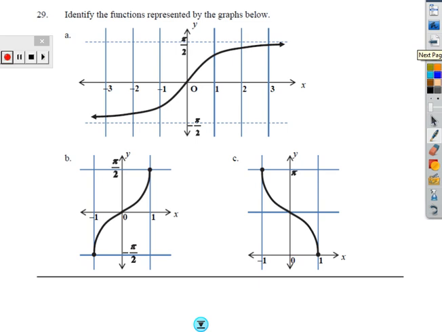Now moving right along, number 29 is kind of similar to what we just did in 28. In A, I notice that I've got asymptotes. That tells me it's got to be tangent. The next one, I see that it's starting right at 0. When I input 0, it outputs 0. The only function that does that is sine. And I see that this function started at 1. When I input 0, it output 1. So that tells me this must be cosine inverse.